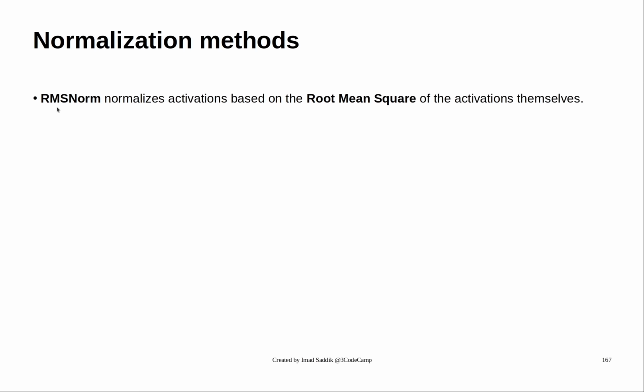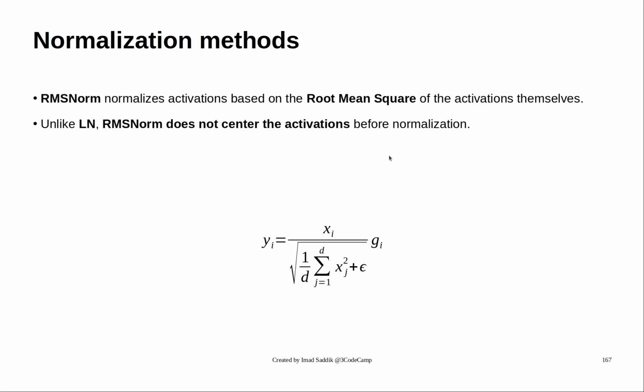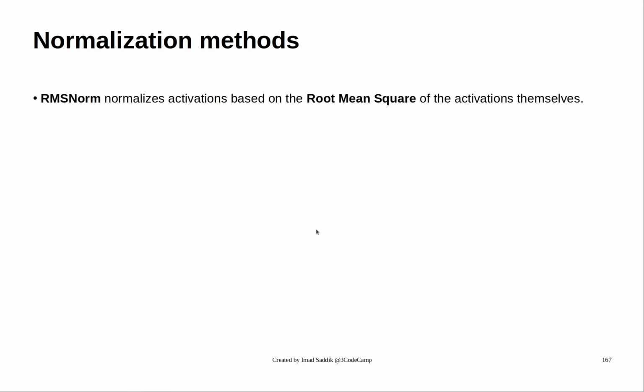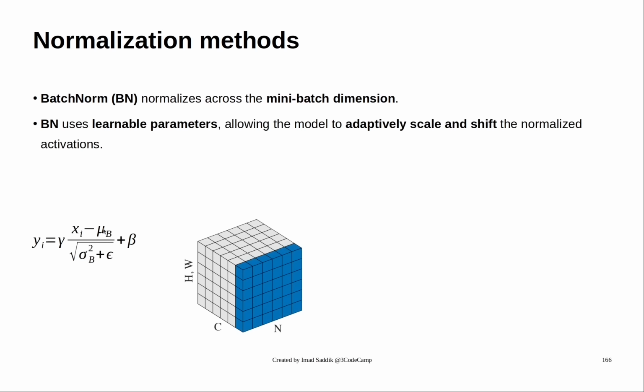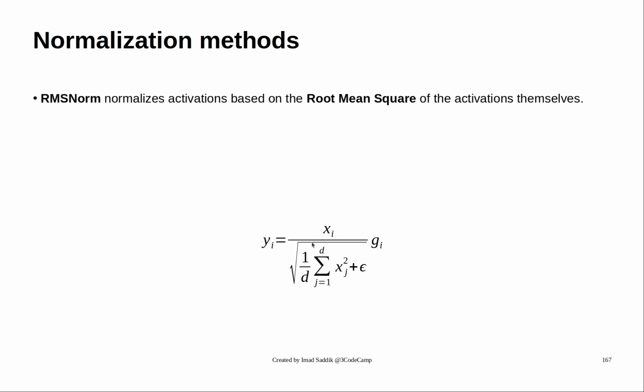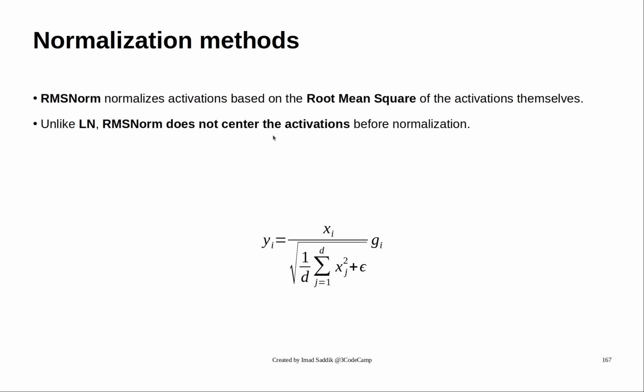Finally, we have RMS norm. This method normalizes the activations based on the root mean square of the activations themselves. Here is the formula that is used by RMS norm. Unlike layer norm, RMS norm does not center the activations before normalization. So you can see that here, let me go back. Here we have x minus mu, so this is a term that centers the activations. But here, there is no term that will center the activations before applying the normalization.